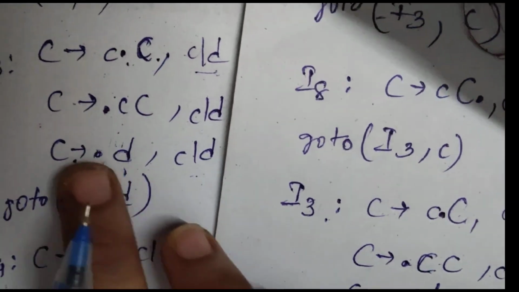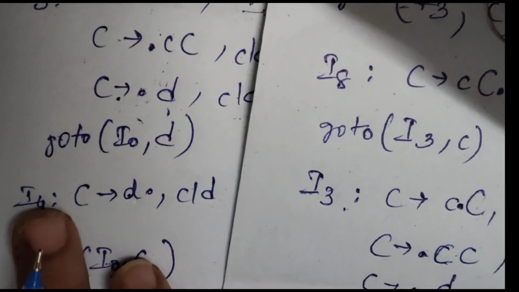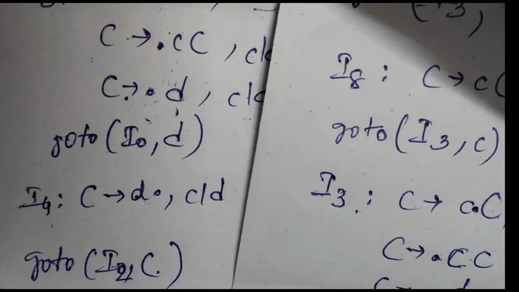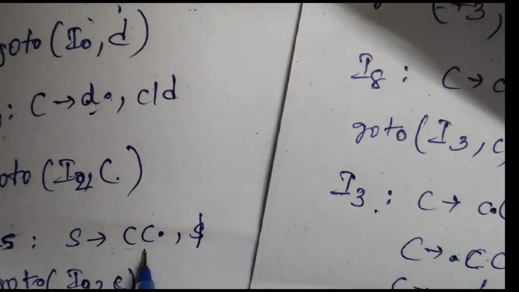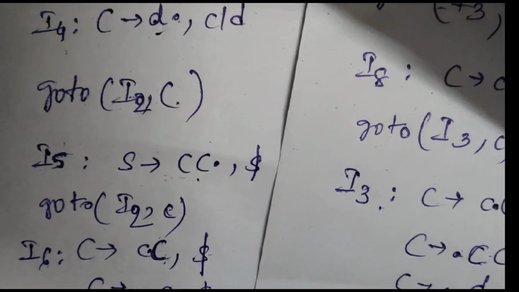Okay. Next, go to I3. In I3 everything is completed, we have shifted all. So next go to I4. In I4 the dot has reached the end, so no need to calculate it again. Skip.